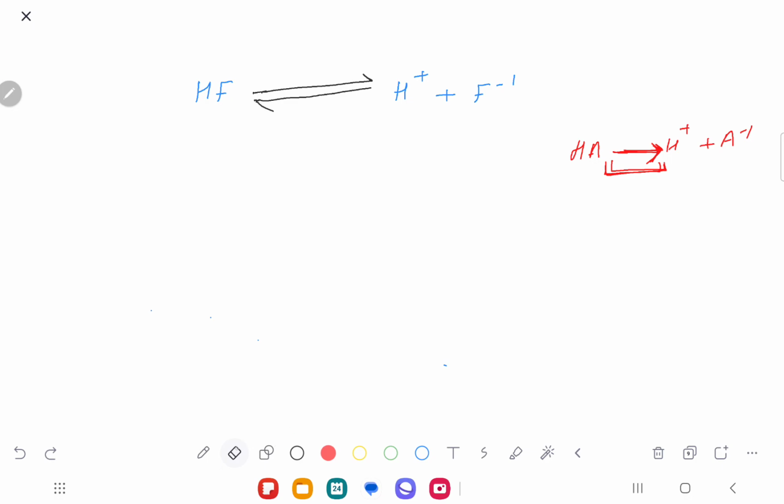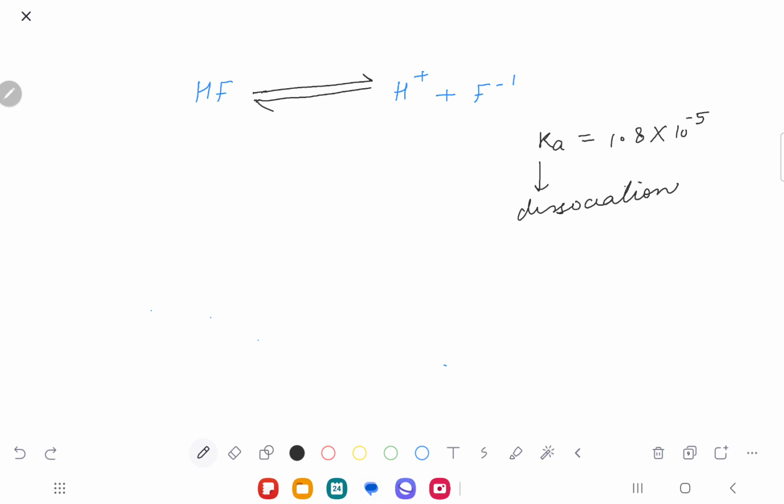Just see. When we talk about this, right? For every equilibrium, we have an equilibrium constant. So the question will also give me Ka. Ka is, let's suppose, 1.8 into 10 raised to power minus 5. This is called the dissociation constant of an acid. Okay? Dissociation constant of an acid. You understand the point?